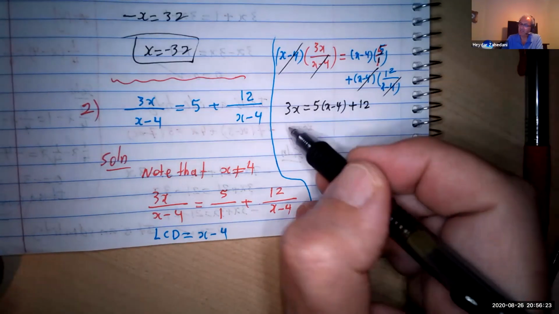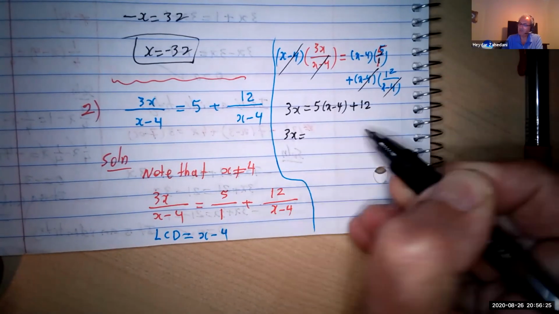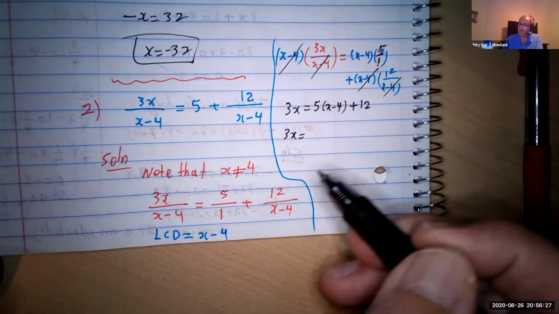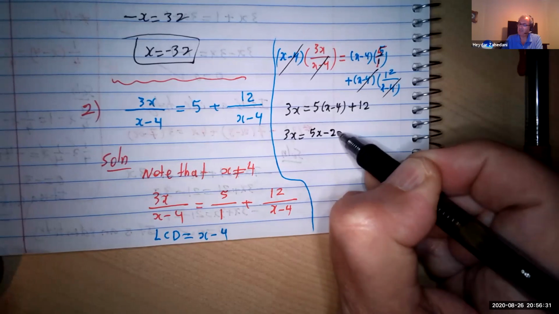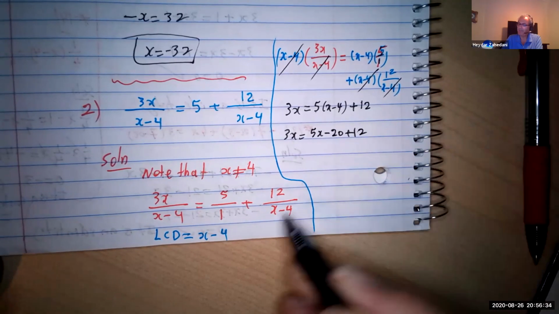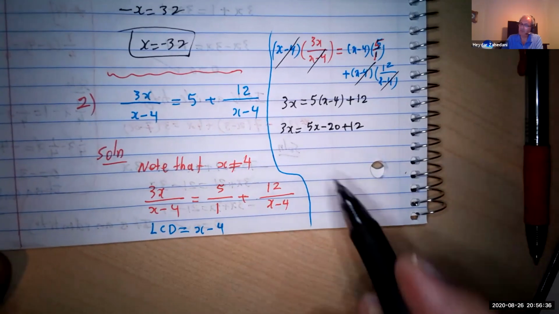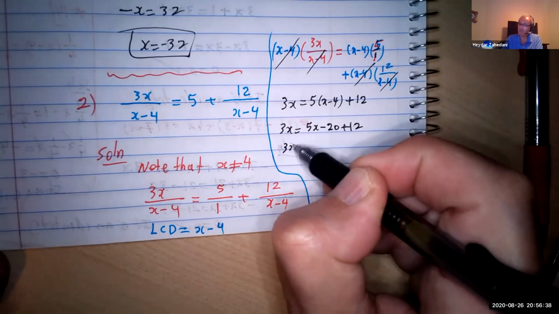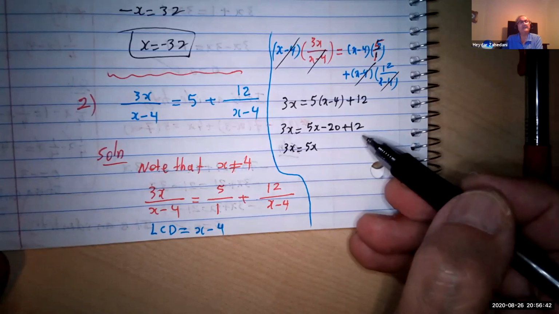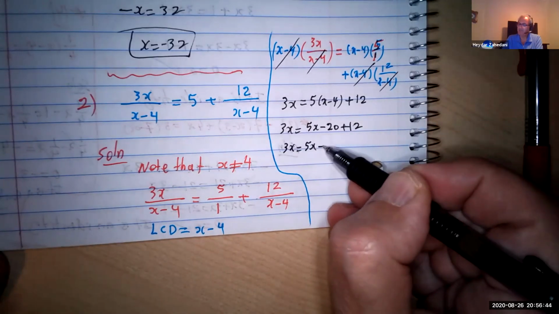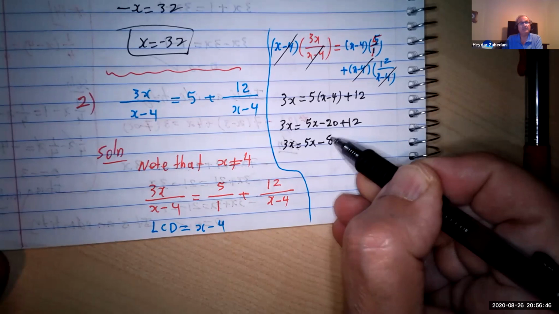So go on, that gives you 3x equal to, you multiply the 5 inside the 4, so that gives you 5x minus 20 plus 12. You continue, combine the like terms, it's going to be 3x equal to 5x, negative 20 and 12, that gives us negative 8, or minus 8.